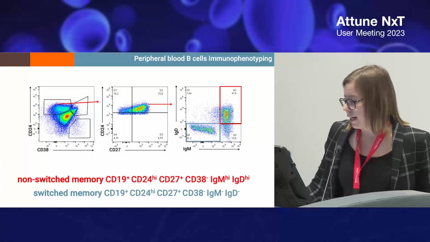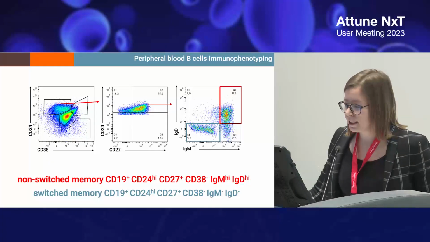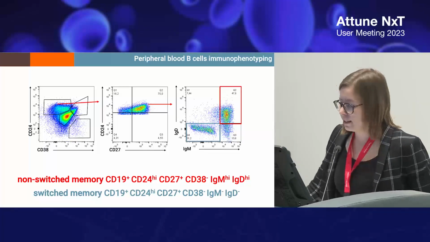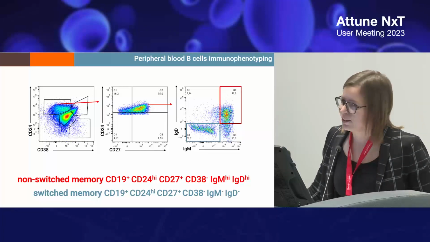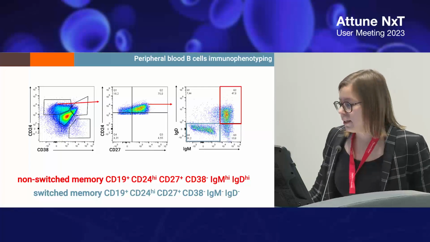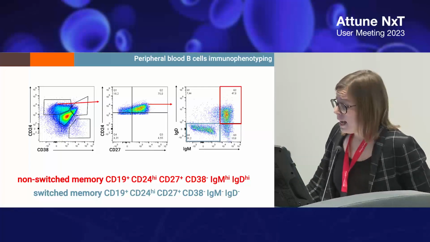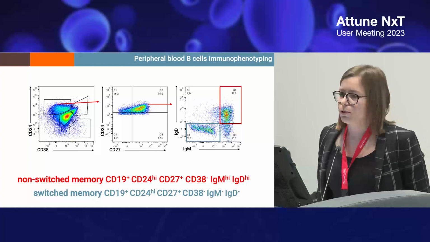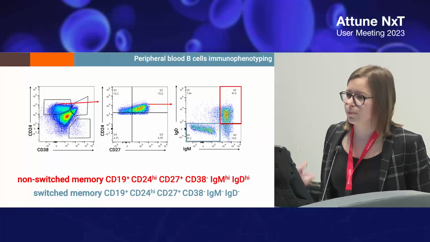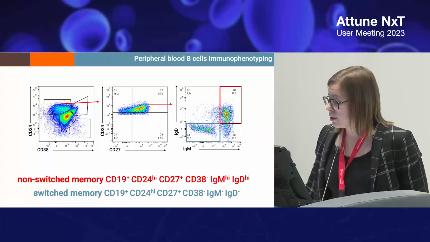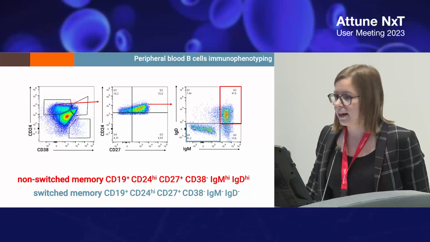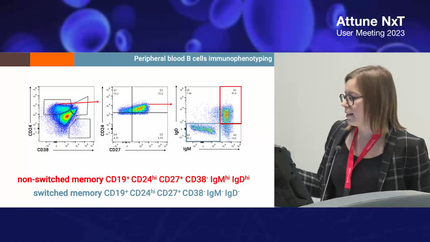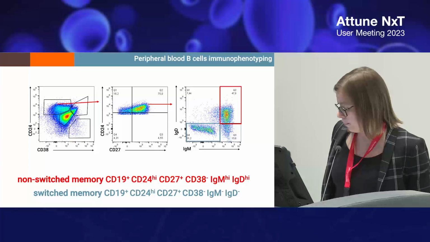The third group that we can identify is the memory B cell subset, which expresses higher levels of CD24 but lower levels of CD38, and more importantly is positive this time for CD27. And as you can see from the expression of IgM and IgD, if we don't use these two markers, we are going to miss two different populations. In fact, we can distinguish the switched memory B cells, which are negative for both IgD and IgM, and the unswitched memory B cells, which instead are positive for IgM and IgD.